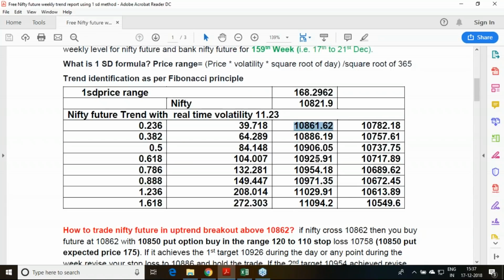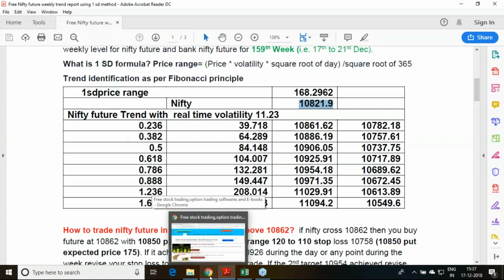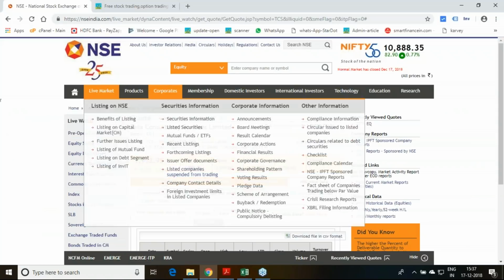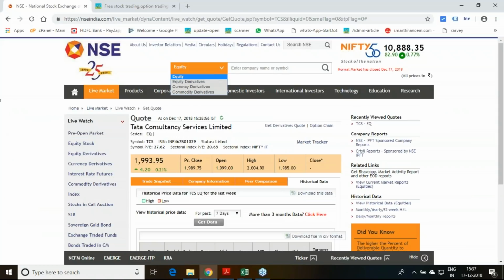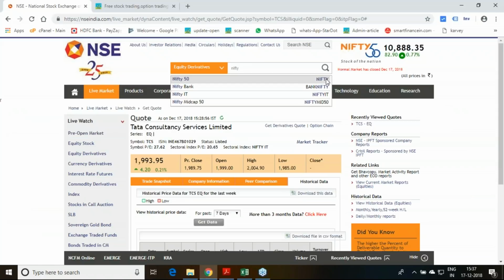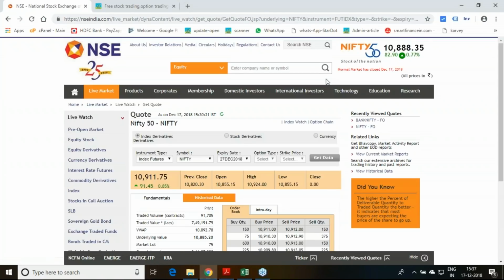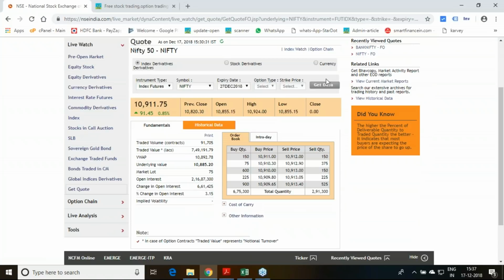Above 10,862, you will make all the uptrend levels. Below 10,782, you will make all the downtrends. Friday's Nifty last traded price was 10,821.9. Today we'll introspect how it has moved in the Nifty: where it opened, how high it went, and how low it went.